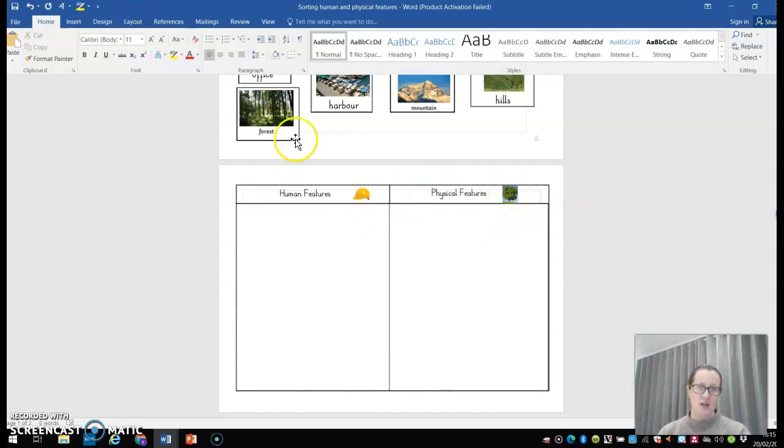that's naturally occurring. And what I want you to do is to cut these pictures out and sort them into either those that are human features, so man-made, and those that are physical features, so naturally occurring. Okay, so see if you can have a go at that, and get your adult at home to take a photograph of those, and you can email those in to us at Year 1 at Standens Barn.